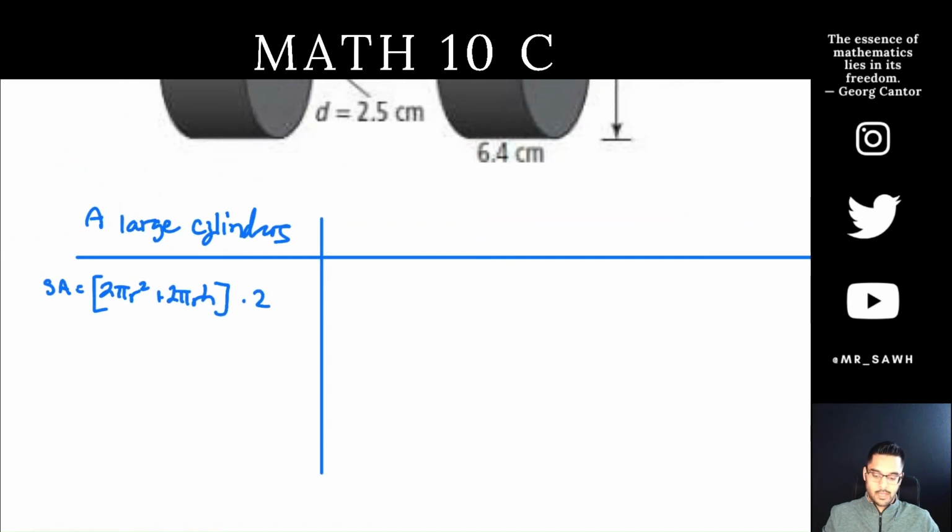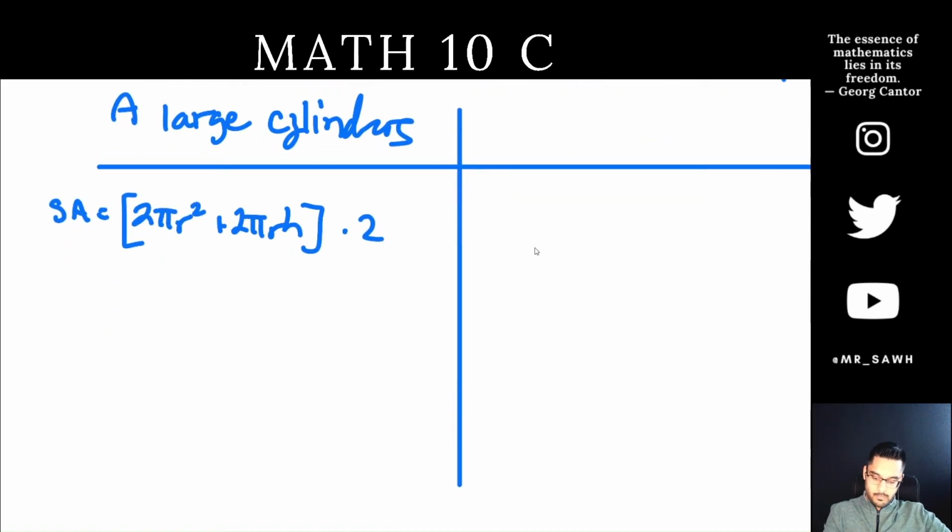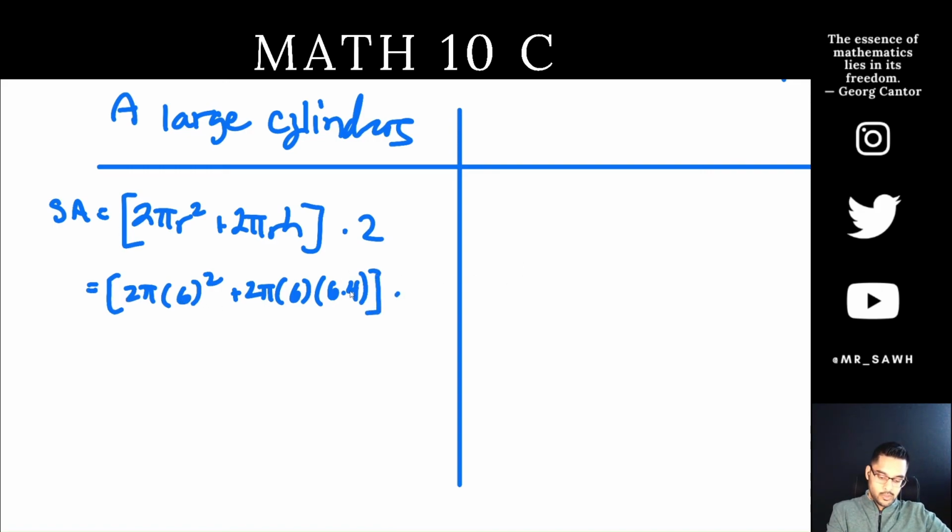If you throw in some numbers, if I look at those large cylinders, I'm given a diameter of 12, so that means the radius is going to be 6. The 6.4 number, that's going to be our height. I've got all the information needed, so let's throw it all in here. 2 pi, radius of 6, plus 2 pi, radius 6 again, height is 6.4. All of that will take care of the one cylinder, so we'll double that number because we've got 2.